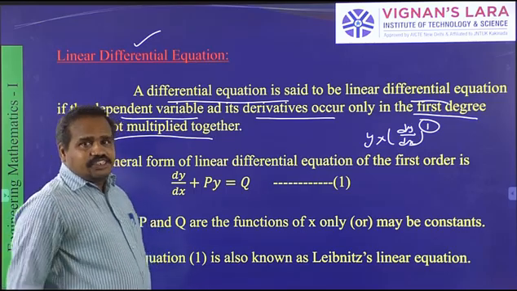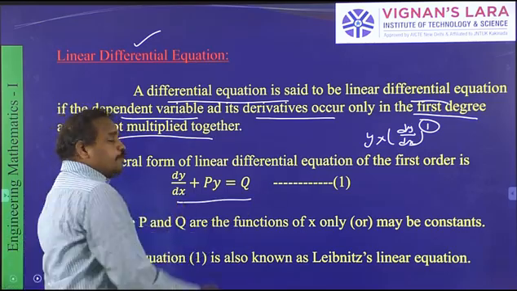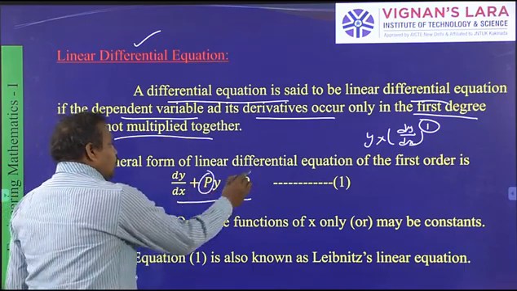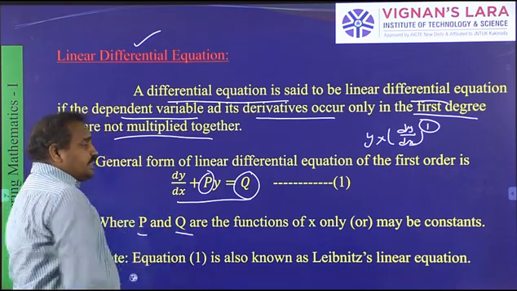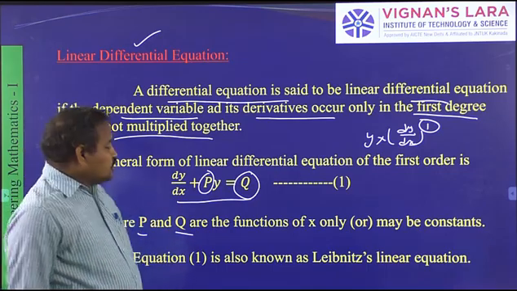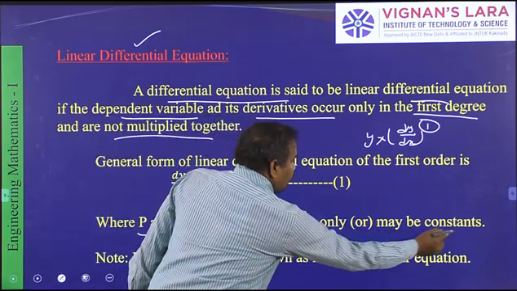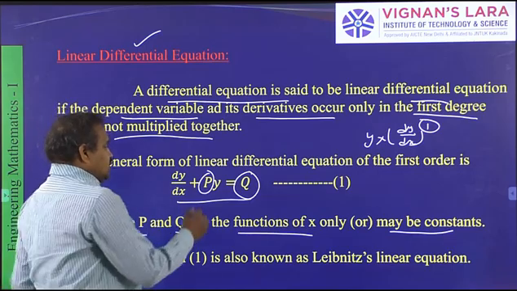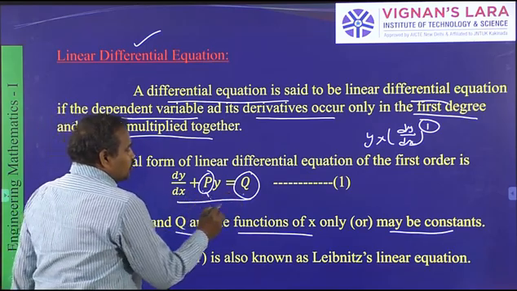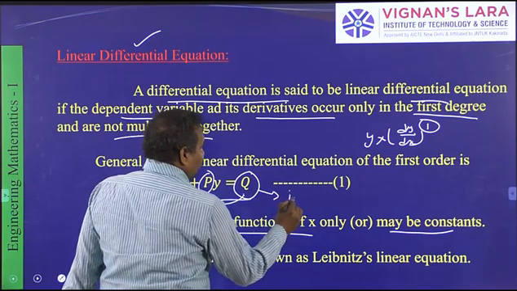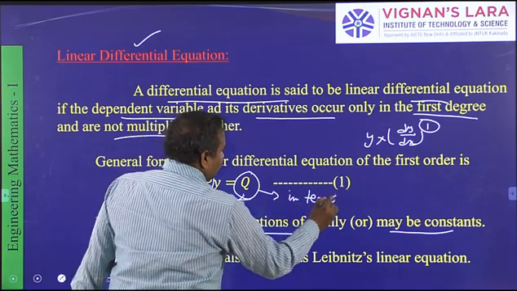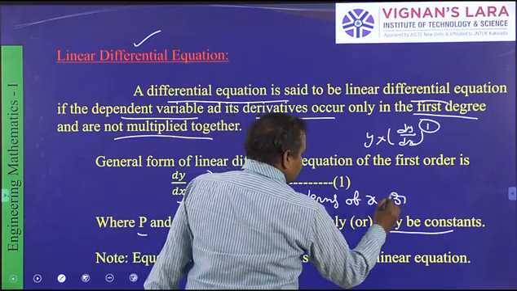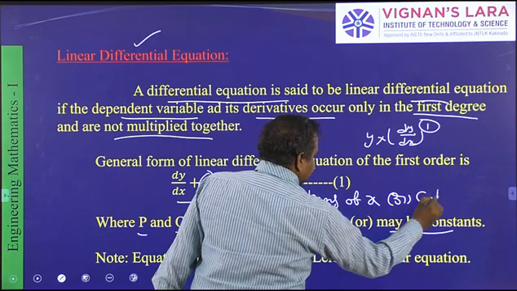The general form of the linear differential equation is dy by dx plus p of y is equal to q. So here what is p and what is q? Here p and q are said to be functions of x only, or maybe constants. This p and this q, these two are in terms of x or constants.